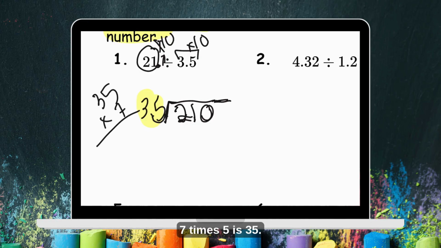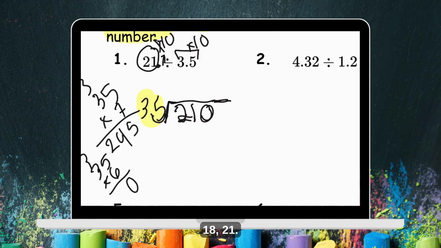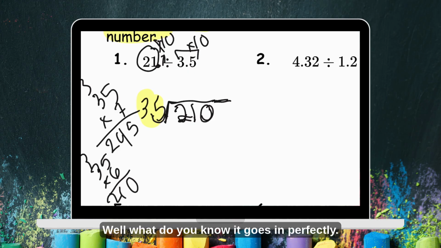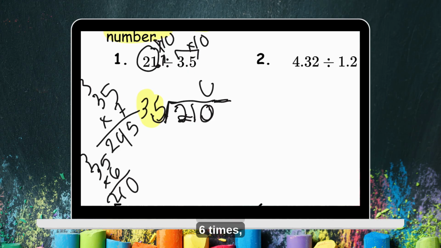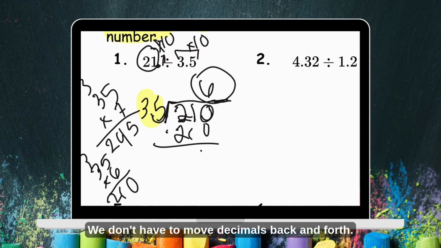7 times 5 is 35. 7 times 3 is 21, plus 3 is 24, so 245. Oh, that's too big. So then maybe now I'm going to try 6. So that's 30, 18, 21. Well, what do you know? It goes in perfectly 6 times 210, and so that's my answer. We don't have to move decimals back and forth.